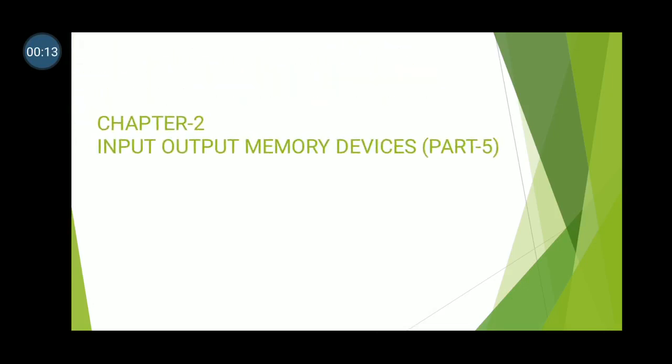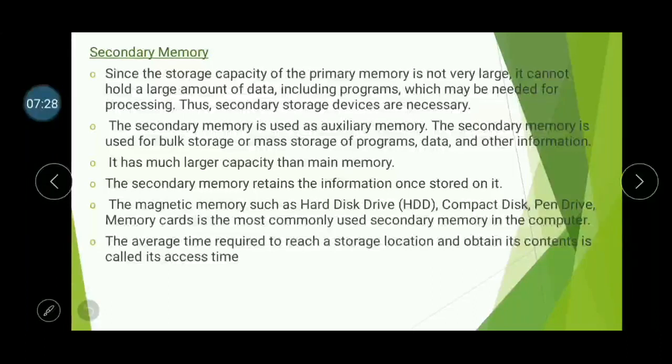In the last video, we discussed computer memory, and in this video, we'll move on to the next part of the computer memory, that is secondary memory. Since the storage capacity of the primary memory is not very large, it cannot hold a large amount of data, including programs, which may be needed for the processing. Thus, secondary storage devices are necessary.